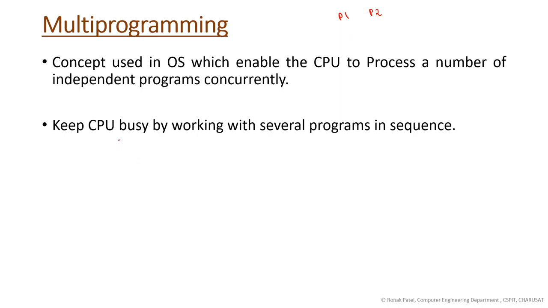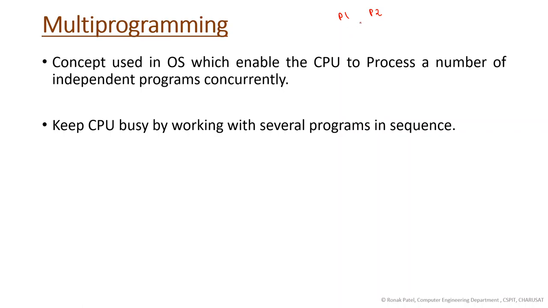So why is it required? It keeps the CPU busy by working with several programs in sequence. If you have multiple processors, then you can work concurrently. But if you have a single CPU, then the work is concurrent, right? In I/O wait, at that time P2, the CPU is doing the work of P2, but the CPU is doing one work at a time. What we have reduced is the idle time. Okay, we are keeping the CPU busy.